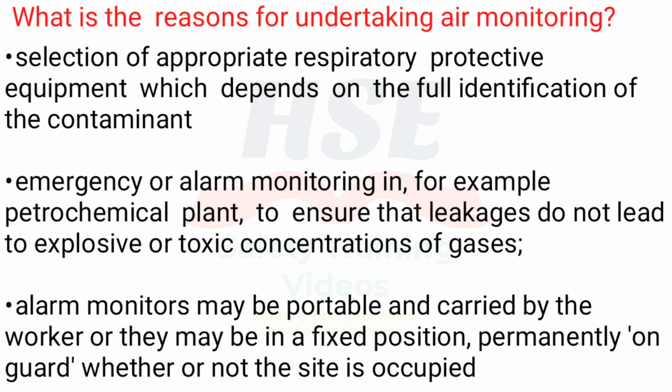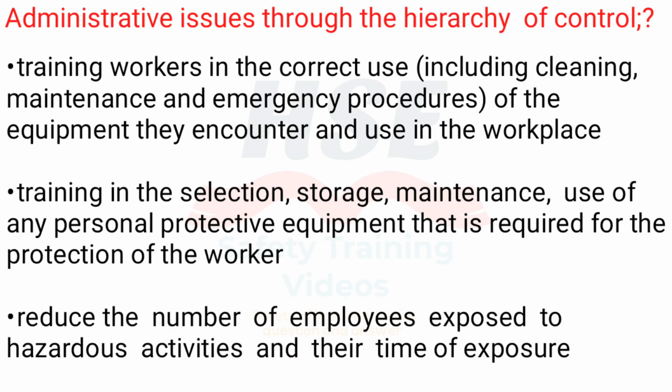Selection of appropriate respiratory protective equipment, which depends on the full identification of the contaminant. Emergency or alarm monitoring in, for example, a petrochemical plant, to ensure that leakages do not lead to explosive or toxic concentrations of gases. Alarm monitors may be portable and carried by the worker, or they may be in a fixed position, permanently on guard, whether or not the site is occupied.